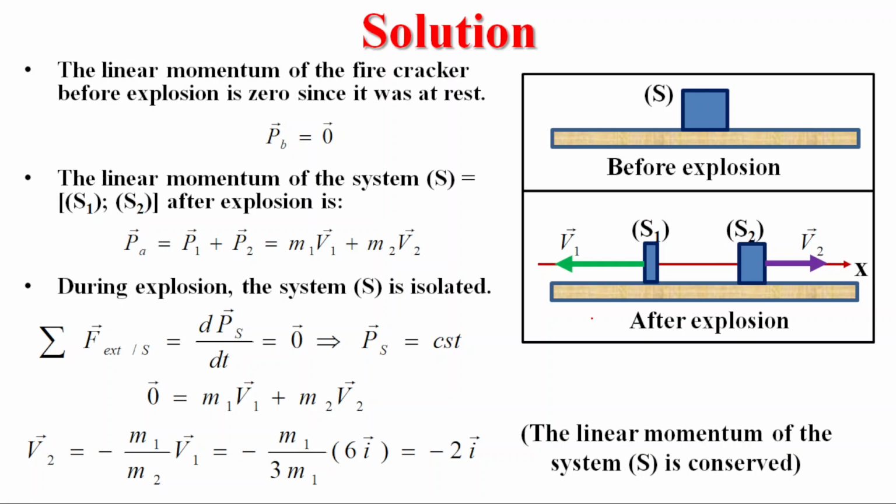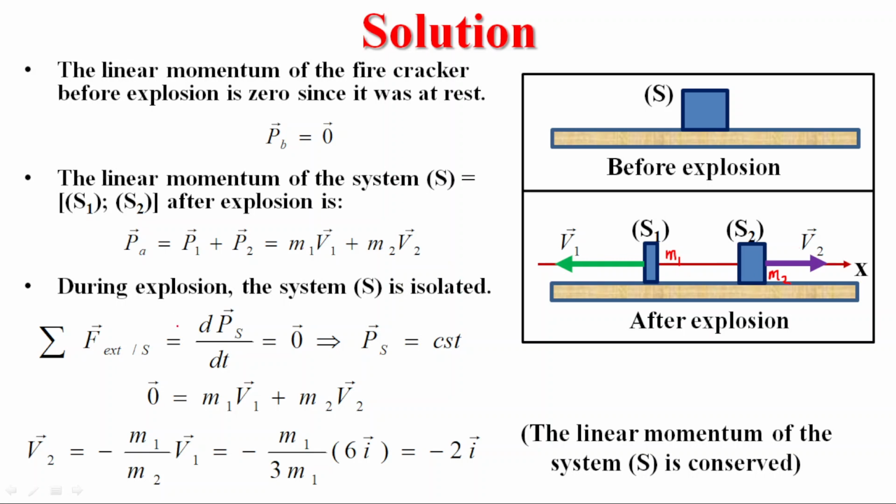The linear momentum of this system is equal to the sum of linear momenta of its parts. S explodes into 2 pieces. Therefore, the linear momentum of the system after explosion is equal to P of S1, which is P1, plus P of S2, which is P2. The linear momentum is equal to the product of mass and velocity. S1 has mass m1 and moves with a velocity v1, S2 has mass m2 and moves with a velocity v2. The linear momentum of the system after explosion is m1 v1 plus m2 v2.